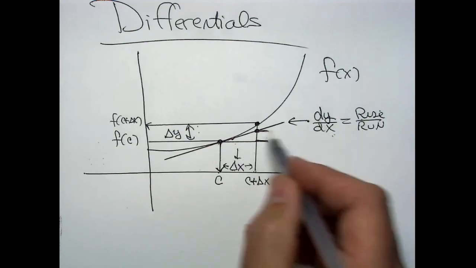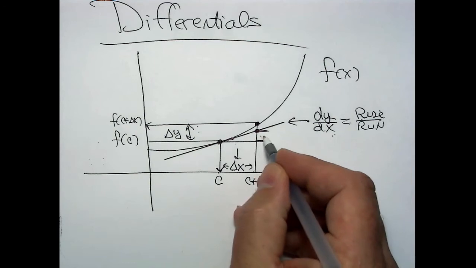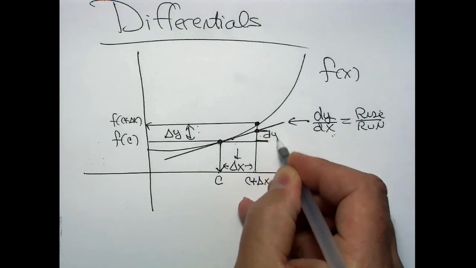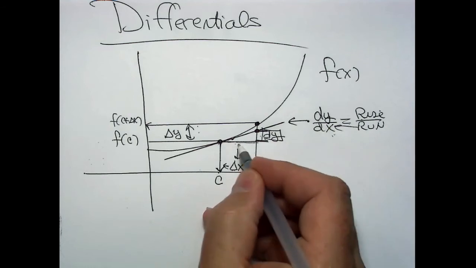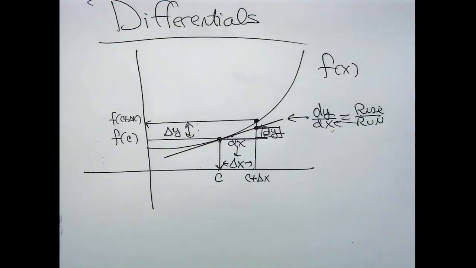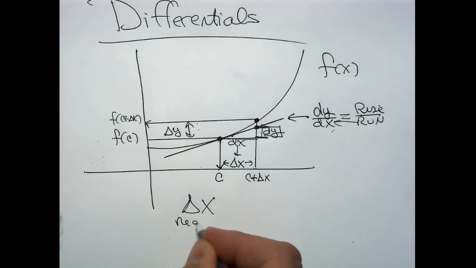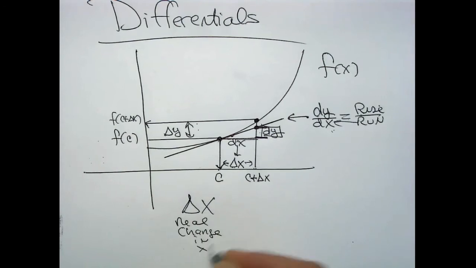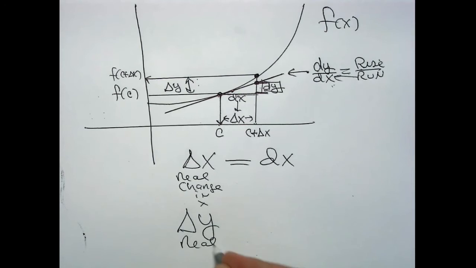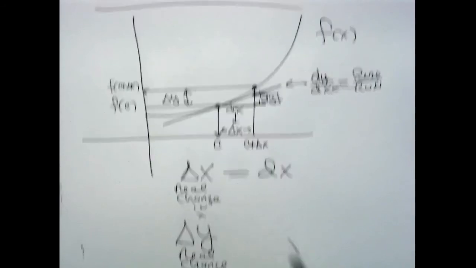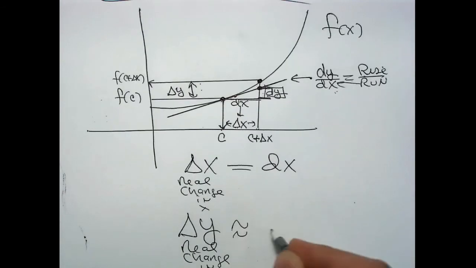Well, dy dx is rise over run on a line. dy dx represents the slope. So this is the rise. And this distance is referred to as dy, all by itself. This distance is the run. Well, the run is referred to as dx, all by itself. So the first thing we realize is that delta x, the real change in x, is equal to dx. They're really one and the same. Delta y, the real change in y, that's delta y. Well, dy is not exactly delta y, but at least they're somewhat close.